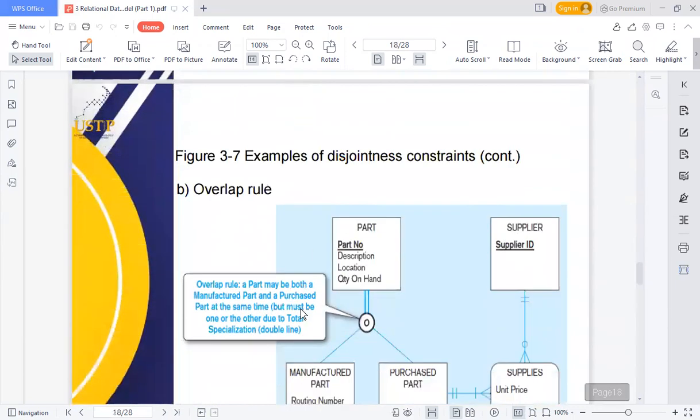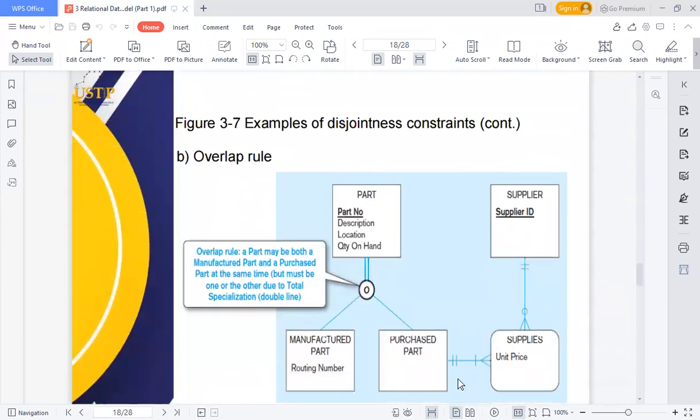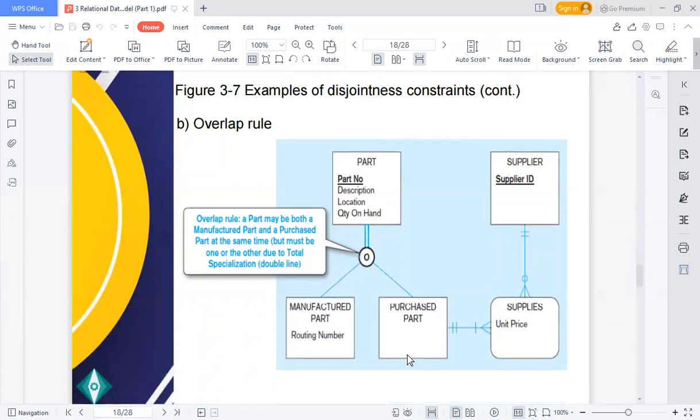For the second disjointness constraint, we have the overlap rule. So we know that a part can either be a manufactured part, total completeness, but it overlaps when it comes to the disjointness constraint because a part can be both manufactured or purchased from a supplier. That's the overlap rule.